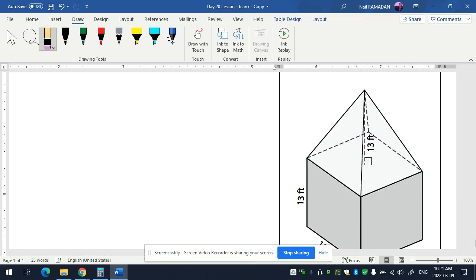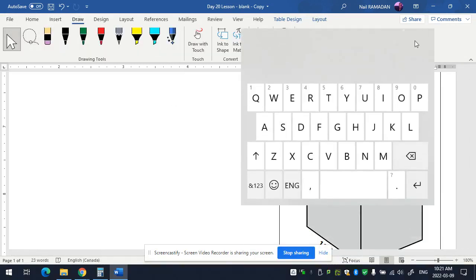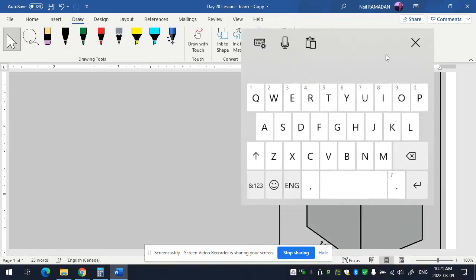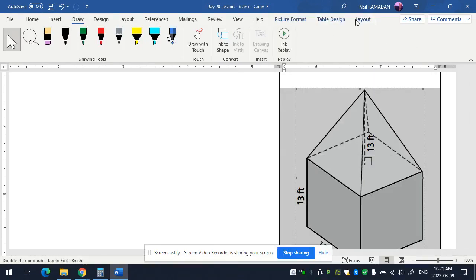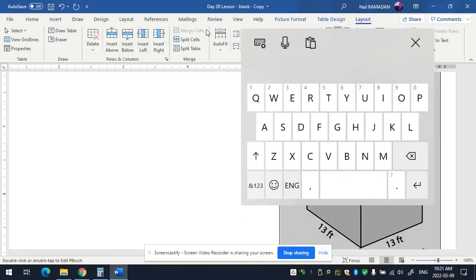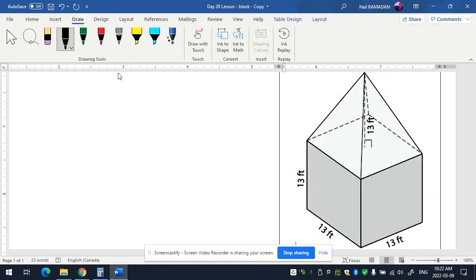Apparently, we are putting a pyramid on top of a cube. No problem. Let me just change the layout as usual. Okay. Now we're ready. So let's put some numbers. 13, 13, 13, 13, 13, 13. Oh, apparently, what's also the height of the pyramid? Wow. Okay. Kristen.